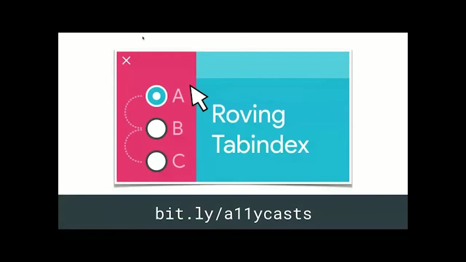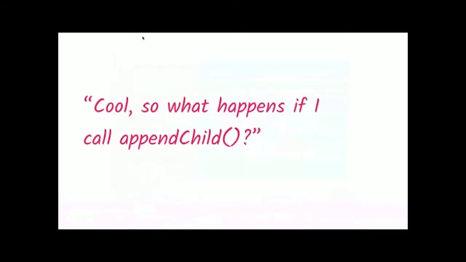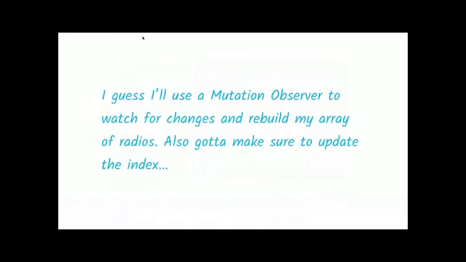I was pretty pleased with it, but I started to think about those pieces of internal state, and it started to gnaw at my mind that those were there, because I was wondering, well, what happens if someone calls appendChild and they just insert a new radio button into the group? What do I do then? And I noodled on this for a bit. And I was like, well, I guess I'll need to create a mutation observer, and I'll watch for changes on my children. And anytime someone inserts or removes a child, I'll rebuild my array of radio buttons. And then I also have to make sure to update my index, because now I've got a different length. And what if they removed the thing that was currently checked? What do I do then?